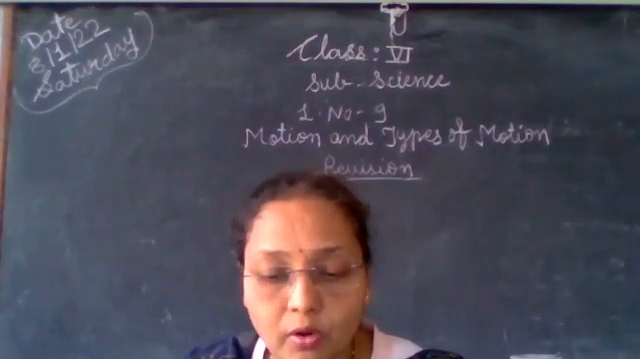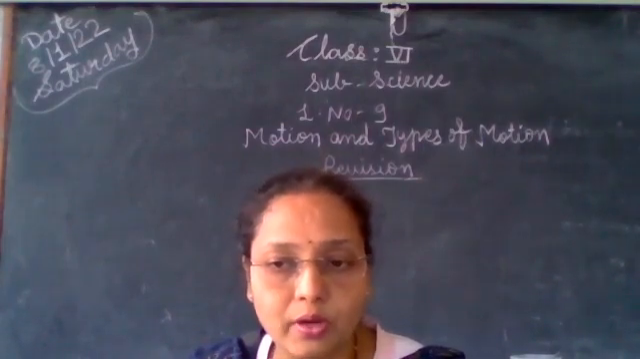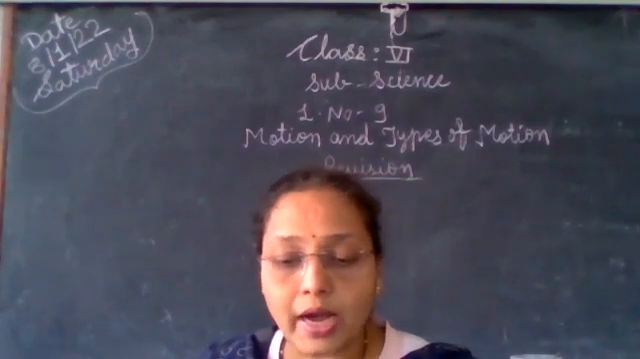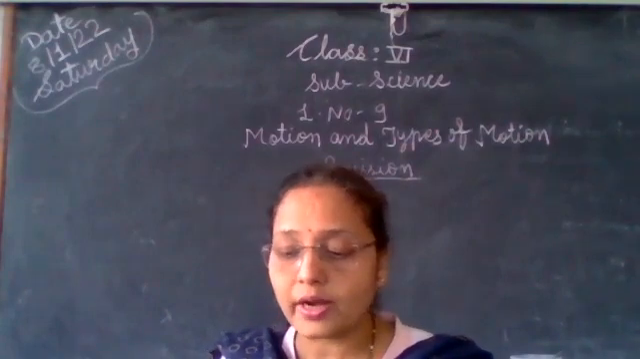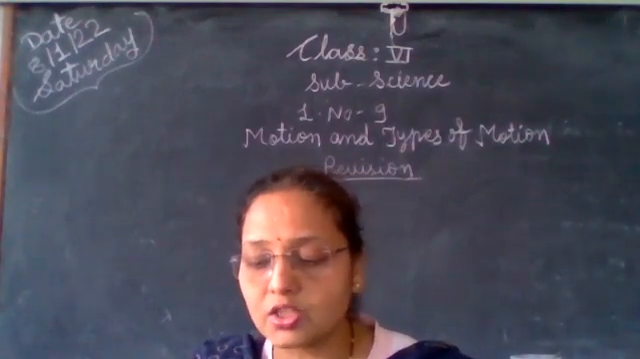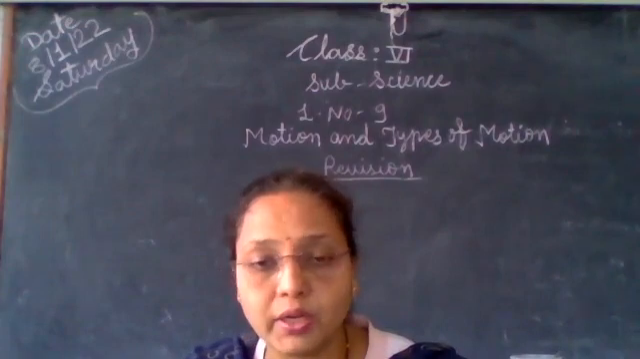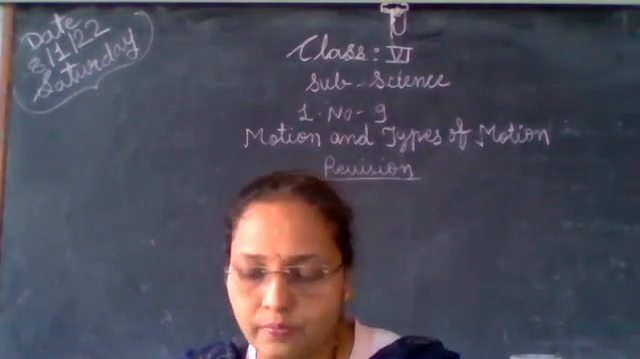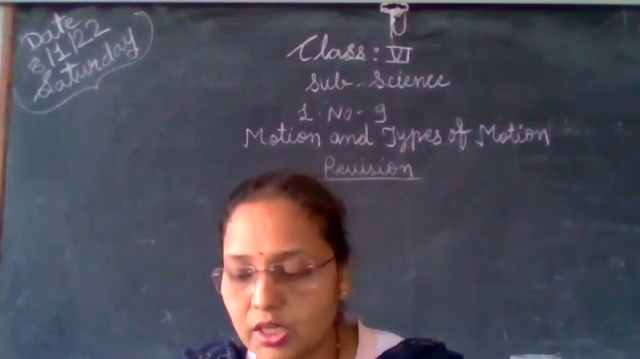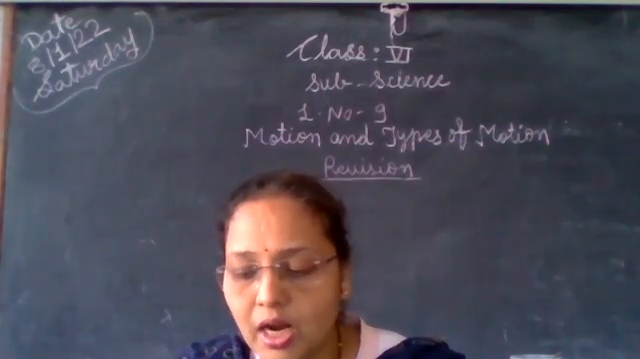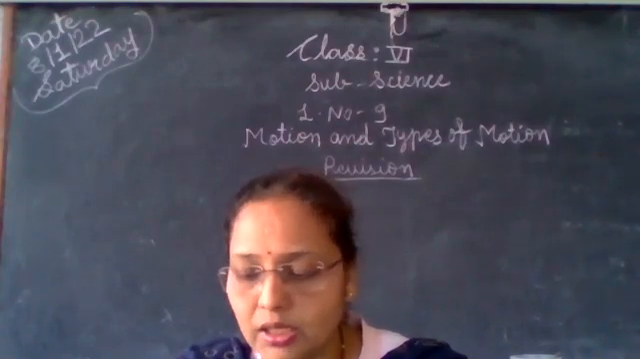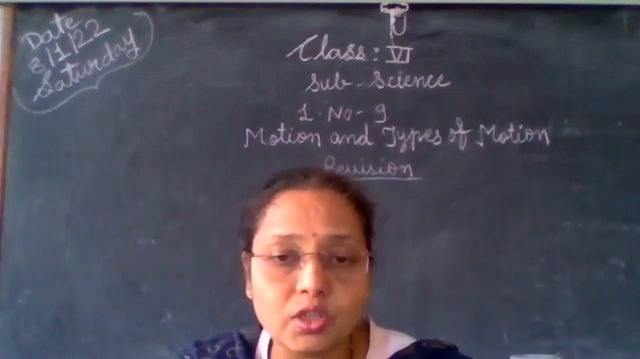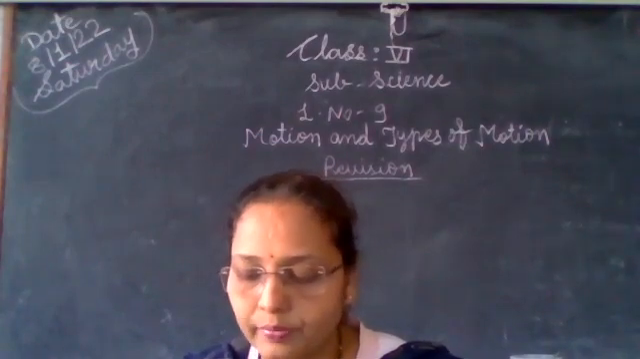Motion of a pendulum of a clock is an example of oscillatory motion. Then random motion. So random motion means the motion that changes its direction and speed continuously is called random motion. Example is the motion of a butterfly.